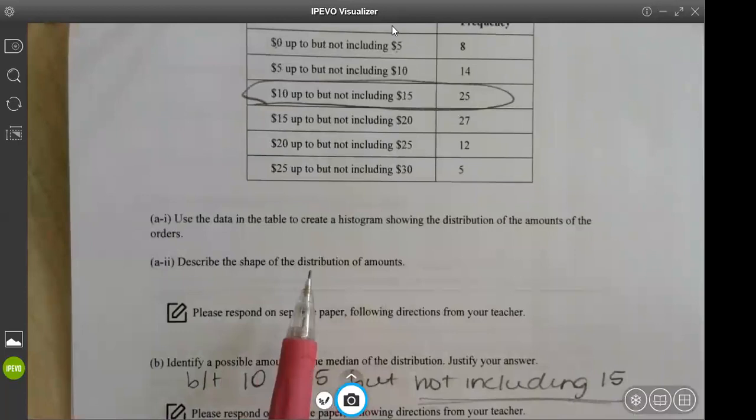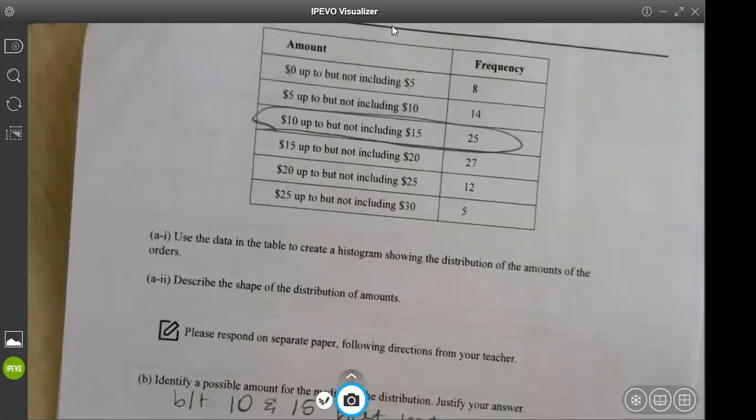All right. Describe the shape of the distribution of amounts. You guys did that fine. Unimodal, roughly symmetric, no outliers. Your center is somewhere between 10 and less than 15. Very good. Your spread is blah, blah. So anytime it says describe, make sure you do all of those. All right. That was it for that question.